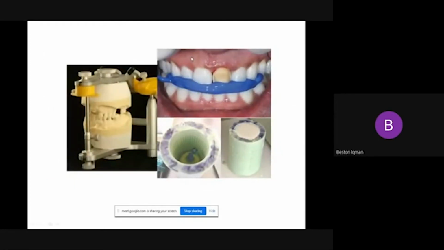Okay, this is the bite registration for the attachment of the cast to the articulator by the dental gypsum.